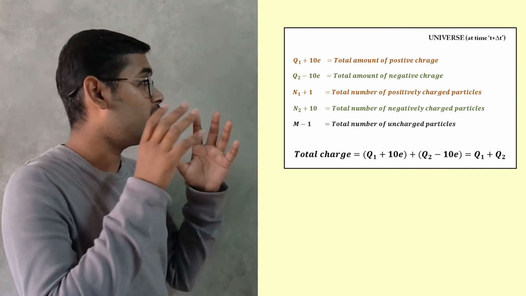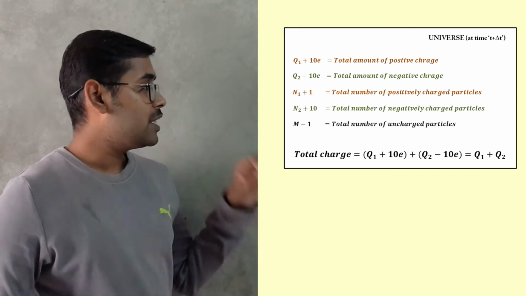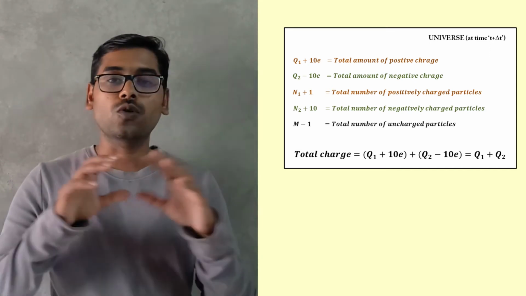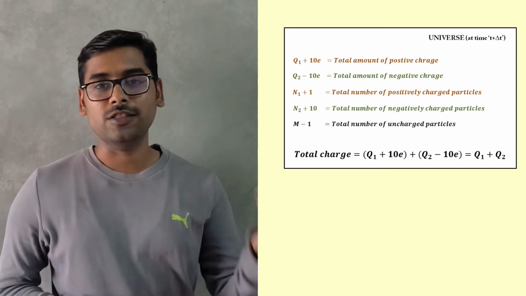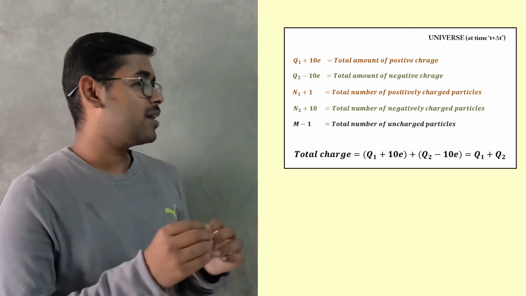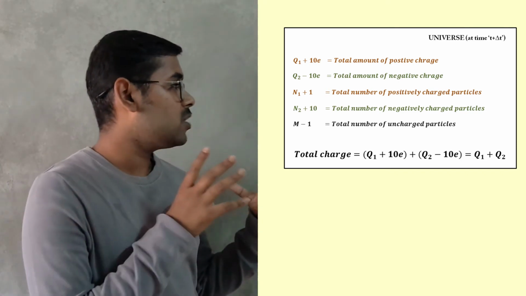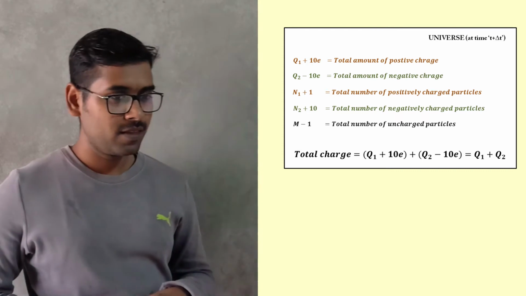N2 plus 10 is the total number of negatively charged particles in the universe, and M minus 1 is the total number of uncharged particles in the universe. Initially it was M, now that one particle has been converted into a charged particle, so the total number of uncharged particles in the universe is M minus 1.